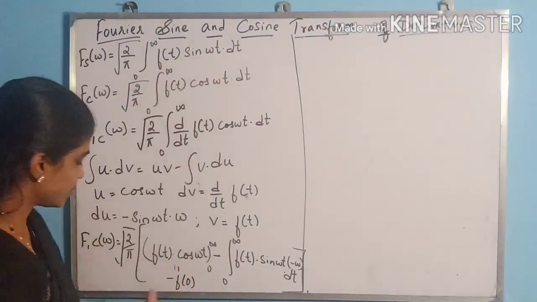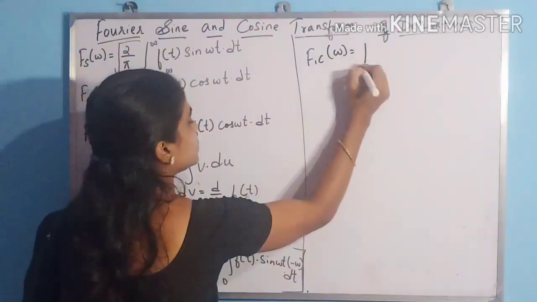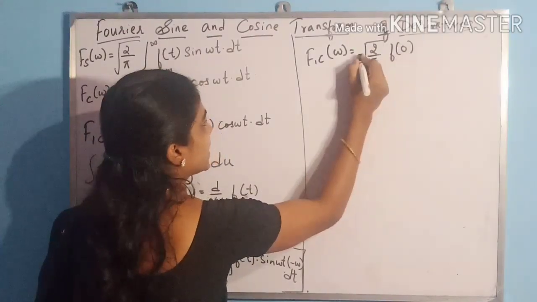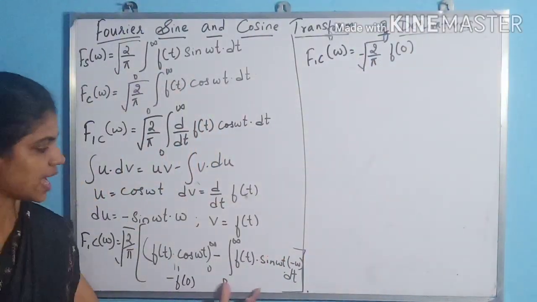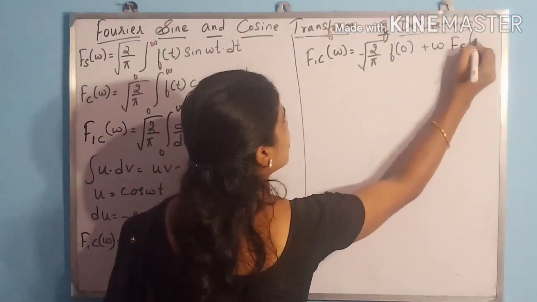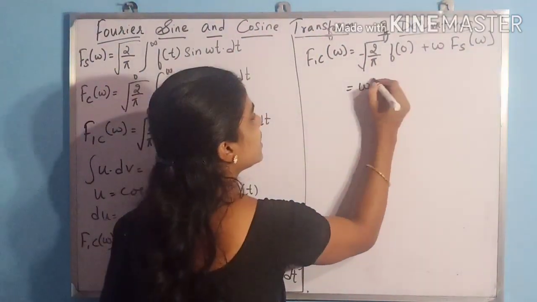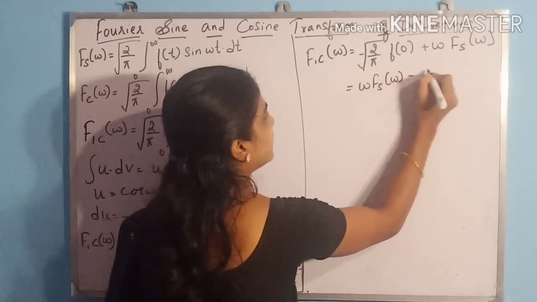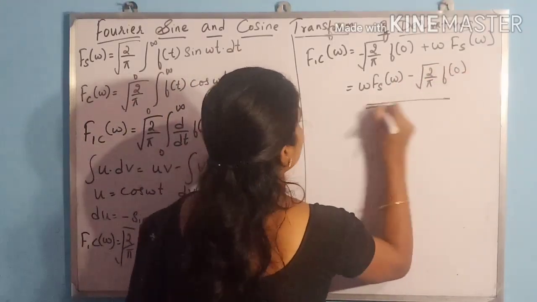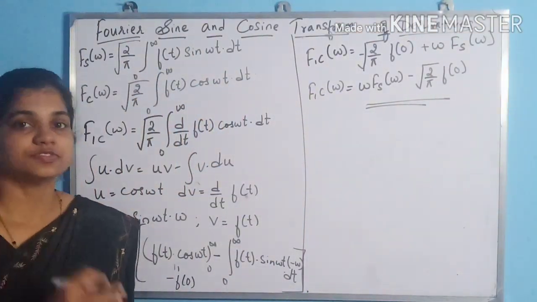fs of omega. So we can write f1c of omega to be equal to root of 2 by pi f of 0 minus, since we have a minus here, and here we have plus omega fs of omega. Or I can rearrange and write it as omega fs of omega minus root 2 by pi f of 0. So this is Fourier cosine transform of the first derivative.